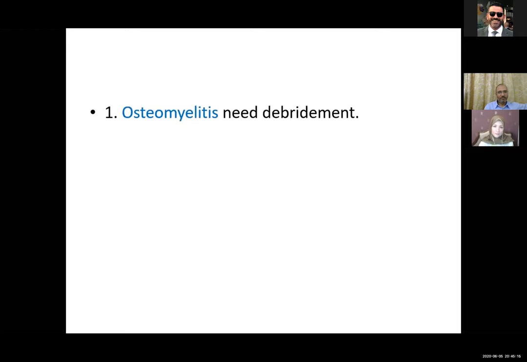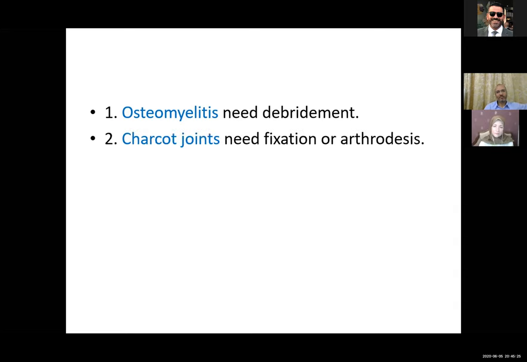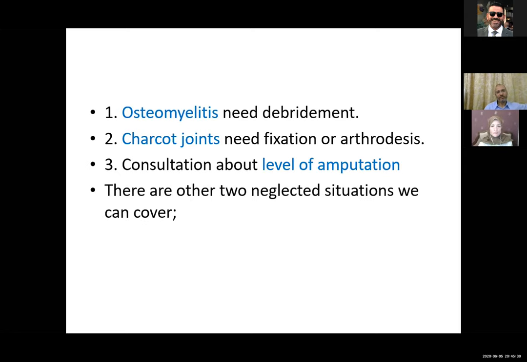First, osteomyelitis, if you need debridement. If a general surgeon finds this is an osteomyelitis, he takes my consultation. Second is a Charcot joint that needs fixation or arthrodesis. Third is a consultation about the level of amputation. This rarely happens, but it may be, not for the amputation decision, but for the level of amputation, and whether this level of amputation can affect gait or weight bearing or not.